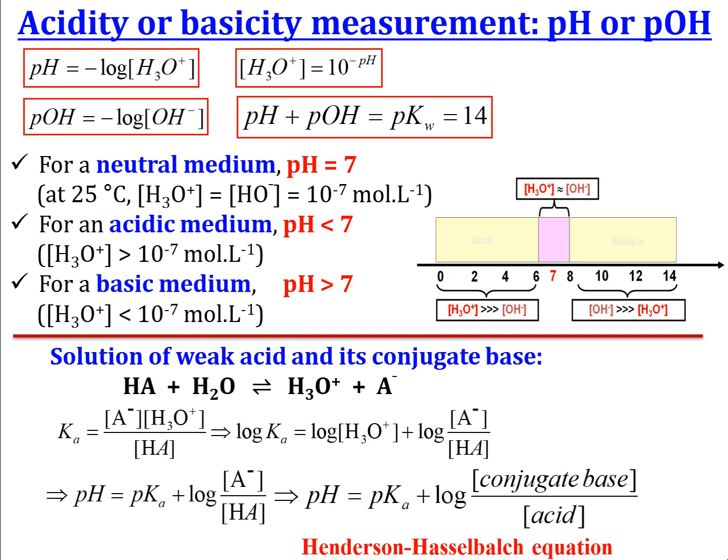In any solution containing the couple HA/A-, containing the acid and its conjugate base, the pH of the solution equals minus log [H3O+] in solution. This is a method to find the pH, or simply you apply the Henderson formula, pH equals pKa plus log of the concentration of the base at equilibrium divided by the concentration of the acid at equilibrium.